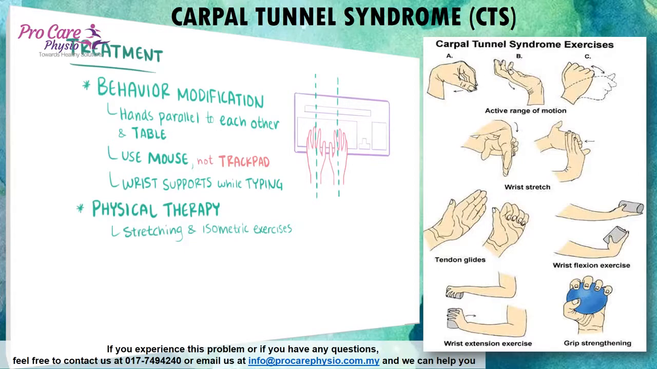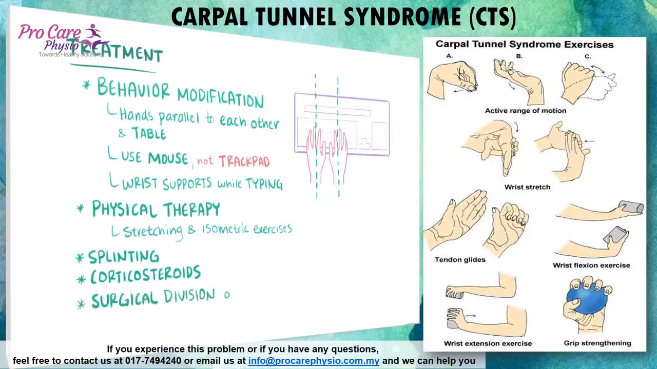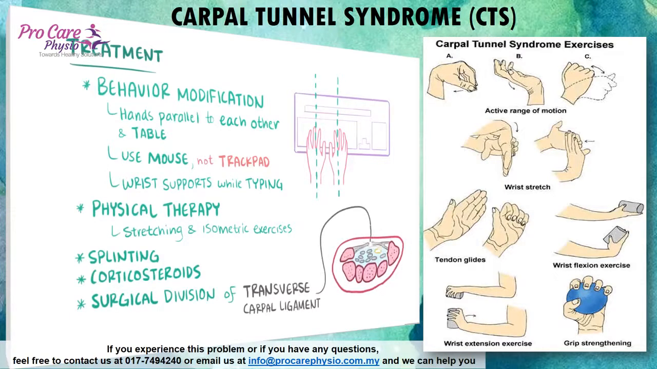In more serious cases, it might be treated non-surgically by splinting or corticosteroid injection, but the definitive management often requires surgical division of the transverse carpal ligament to help open up the carpal tunnel and relieve the pressure on the median nerve.